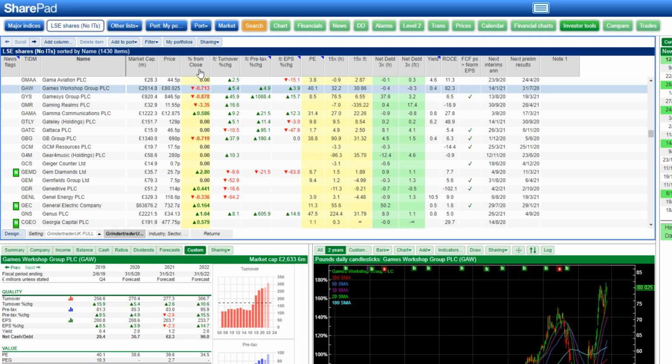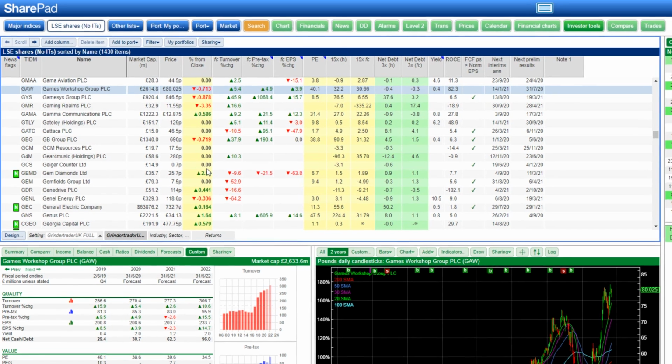Then we've got the percent from close. This basically means that Gem Diamonds has gone up 2.8% since the closing price of yesterday.